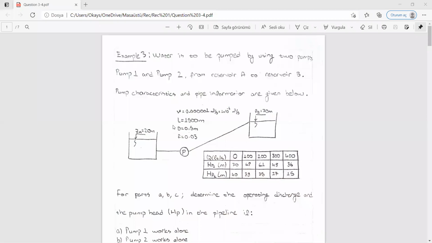Share screen. Yeah. Can you see this example 3? Yep. Okay.